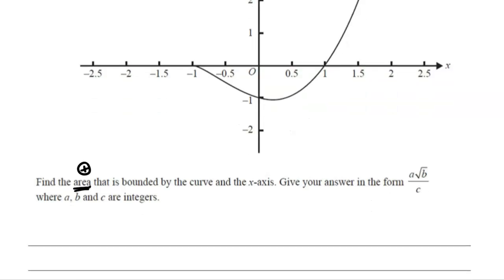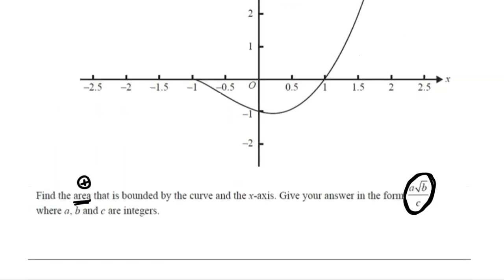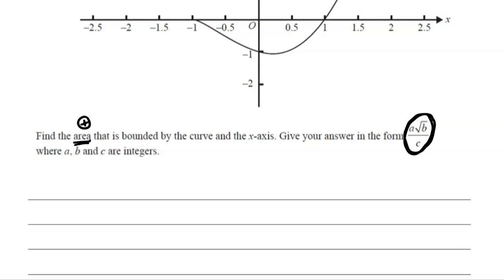Now, give your answer in this form. That's going to be critical, where a, b, and c are integers. Okay, let's actually get into doing this. If we're finding the area bound by the curve and the x-axis, then I'm just going to pop magnitude signs around it, because we're going from negative 1 to 1. That area is underneath the x-axis, so a magnitude sign is going to get us out of any trouble here.